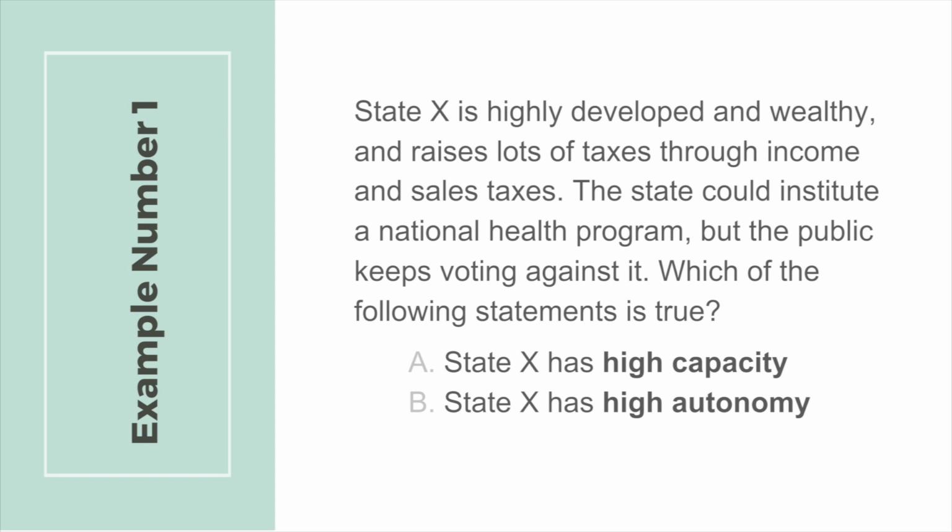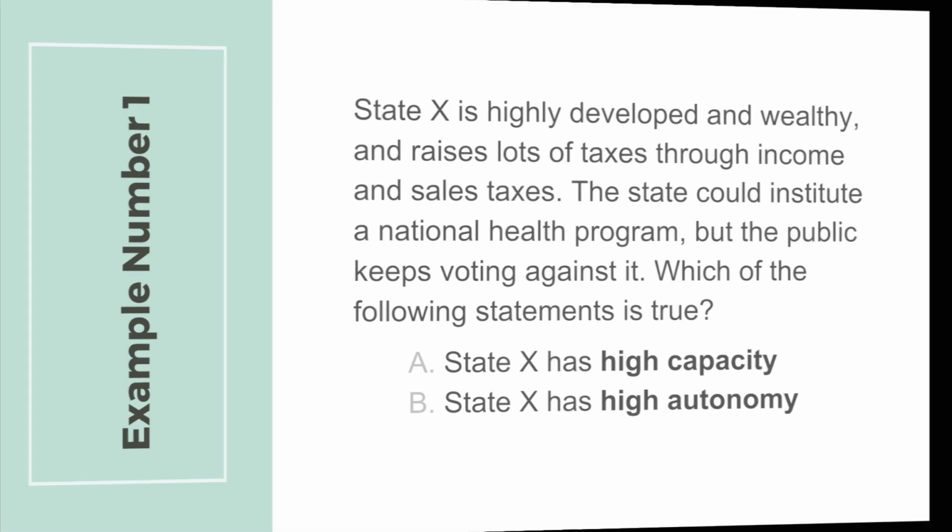If you answered A, State X has high capacity, then you got it right. Because the state has a great deal of wealth and can raise taxes, it has the capacity to provide a national health program. The fact that the state can't institute a national health program because the voters keep voting against it would indicate that the state has a low degree of autonomy. It can't really make the decision independently of the public.